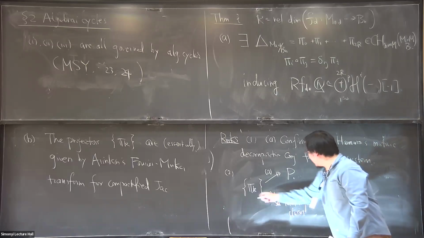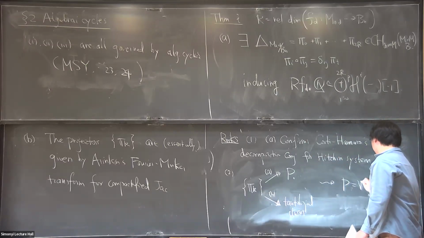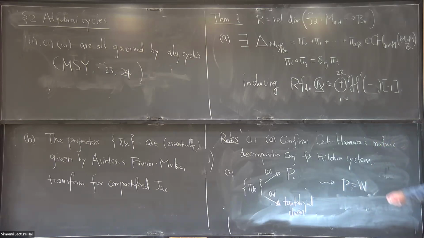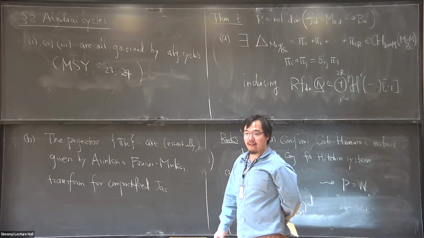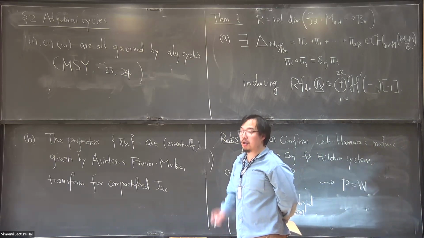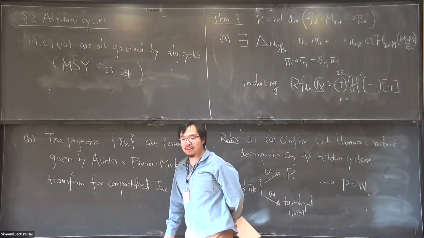In other words, use this projector. This gives you a proof of the P equals W conjecture, which is different. The second part is the universal one, which is still something like a Poincare bundle. Yes, not a bundle, it's a Poincare sheaf.